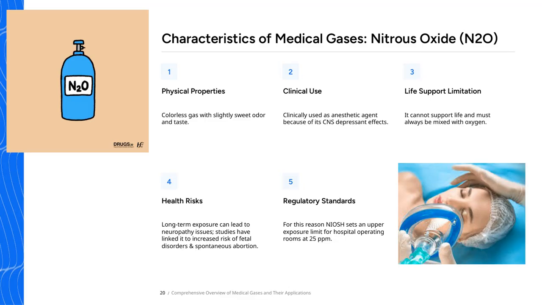Now, let's look at the characteristics of nitrous oxide, or N2O, as a medical gas. First, in terms of regulatory standards, the National Institute for Occupational Safety and Health, or NIOSH, has set an upper exposure limit for hospital operating rooms at 25 parts per million. This is crucial because it helps ensure the safety of healthcare workers and patients alike.